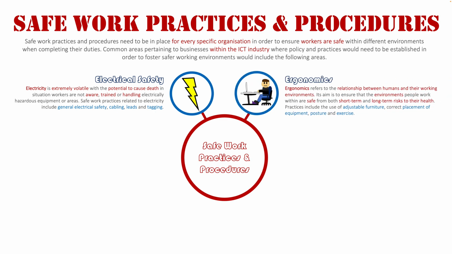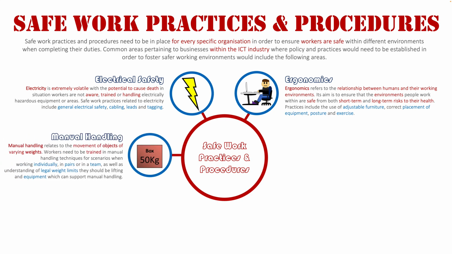The next area is that of ergonomics. Ergonomics refers to the relationship between humans and their working environments. Its aim is to ensure that the environments people work in are safe from both short term and long term risks to their health. Practices include adjustable furniture, the correct placement of equipment, posture, and exercise. And there's also a whole range of other strategies we can use to ensure that people, when working, are ergonomically sound and safe within their working areas.